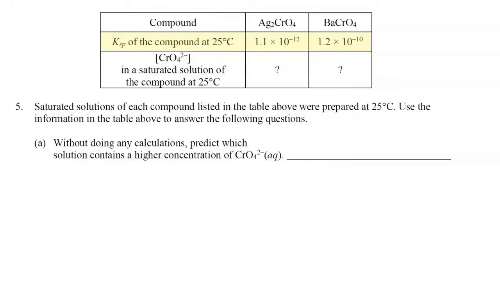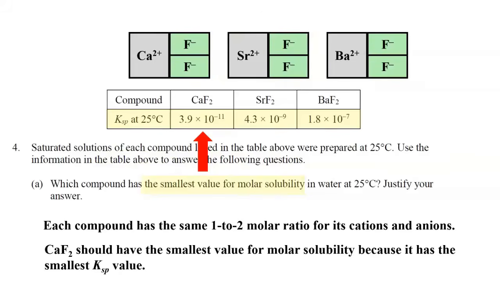So if I think that the larger the Ksp, the greater the solubility of the compound, then I would pick barium chromate. I'm not saying that barium chromate is the correct answer, but that's what I would predict without picking up my calculator and just comparing the magnitude of the Ksp values. Now, we should pick up our calculator and see what's going on here because these have different mole ratios for cations and anions. So back in question 4, each compound had the same ratio of cations to anions in their formulas. It was all 1:2.